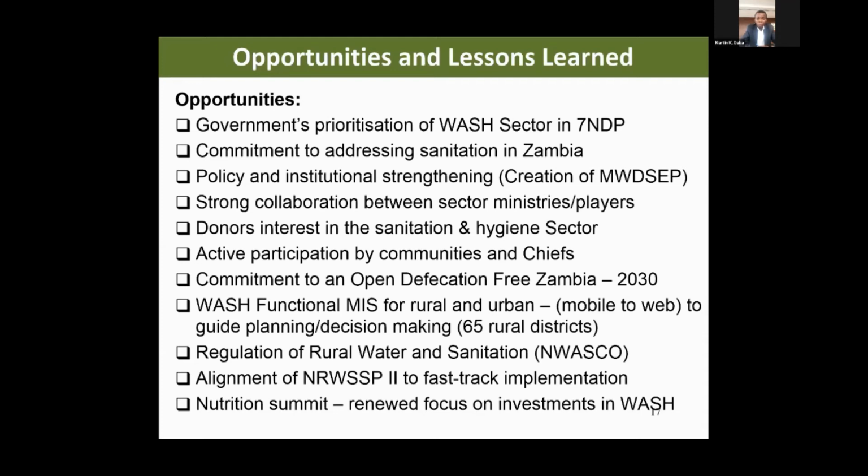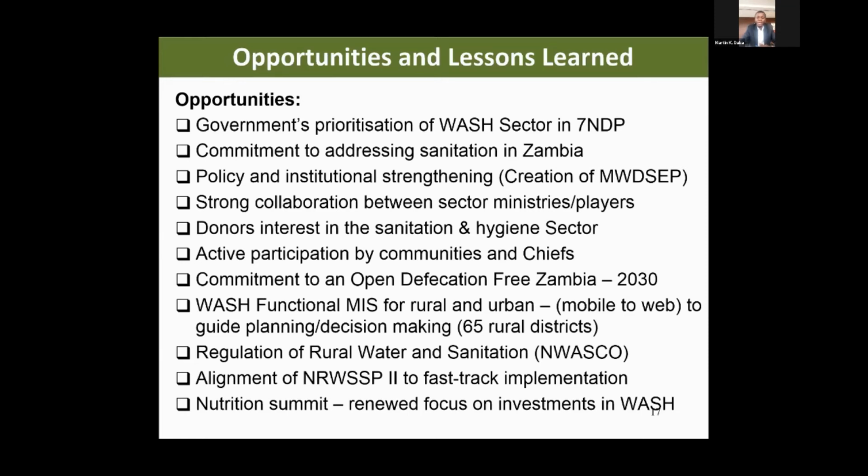so the chiefs. There's commitment to an open defecation-free Zambia by 2030, referenced by the open defecation-free strategy that was launched in the year 2018. And WASH functions, managing information systems for rural and urban areas, that's mobile to web, guide planning, decision-making in 65 rural districts. And also the regulation of rural water and sanitation by the National Water Supply and Sanitation Council, the alignment of the National Rural Water Supply and Sanitation Program Phase 2 to fast-track implementation.